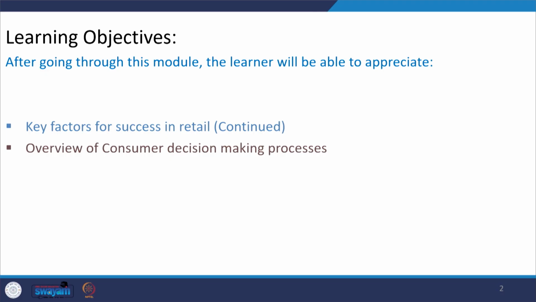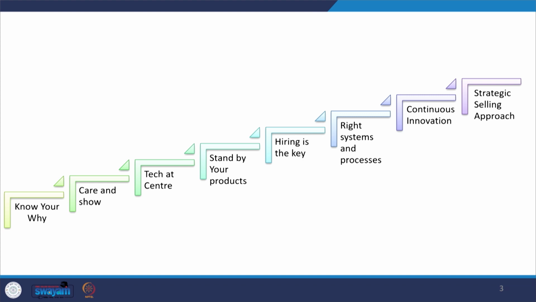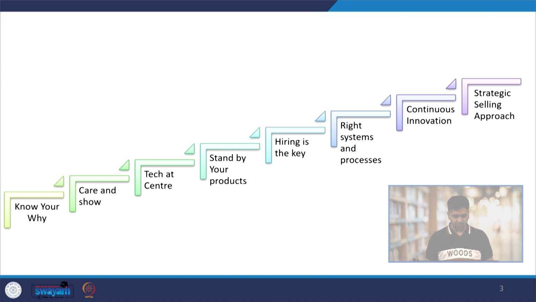Now, as we move further in this module, we'll again be getting back to the key factors for success in retailing. Along with that, we'll also have an overview of consumer decision making processes. When we get to that, we'll look at three facets in which consumers are required to make decisions. As I just told you, we had discussed Know Your Why. We had also had a look at Care and Show. We also discussed in brief standing by your products, where we looked at the snapshot of Procter and Gamble and the Oral B electronic toothbrush.